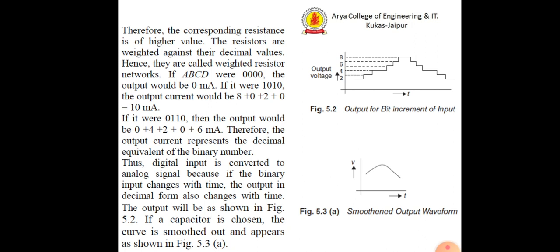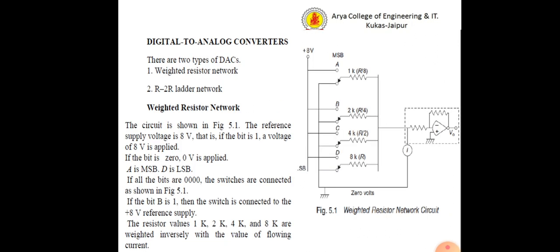Next, we talk about how this particular circuit is going to work. The resistors are weighted against their decimal values, and hence they are called weighted resistors. If A, B, C, D are 0, 0, 0, 0, the output will be 0 milliampere.